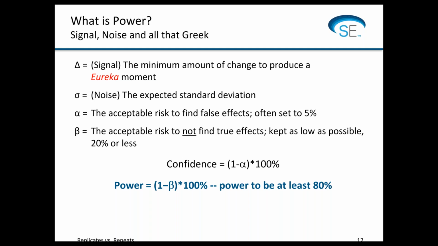Power is 1 minus beta. So we set beta at 20%, and we say, oh, the power is at least 80%. If an effect of the size I'm interested in exists, I'm 80% sure I'll find it.